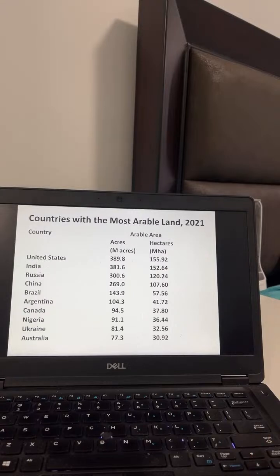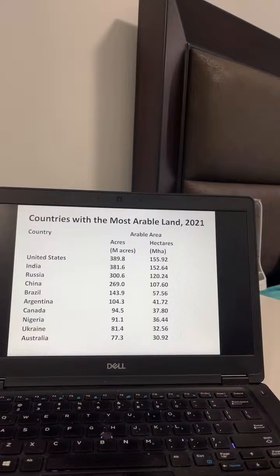Countries with most arable land in 2021. In 2021, 10 countries are considered for most arable land. Number 1, United States, 155.92 million hectares. India, 152.64 million hectares. Russia, 120.24 million hectares. China, 107.60 million hectares. Brazil, 57.6 million hectares. Argentina, 41.72 million hectares.